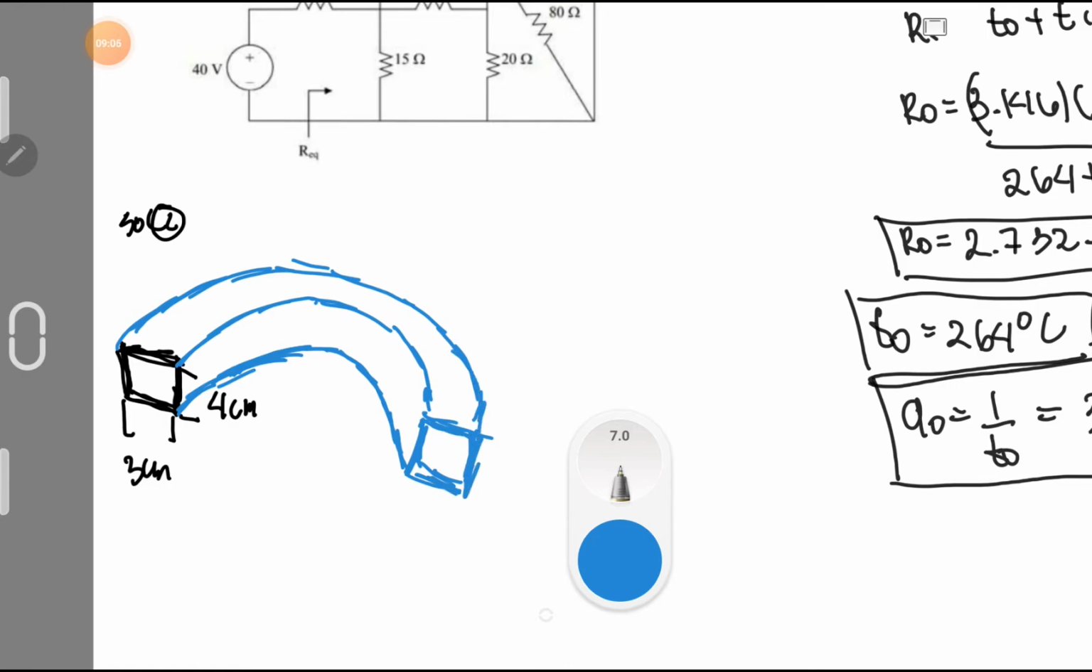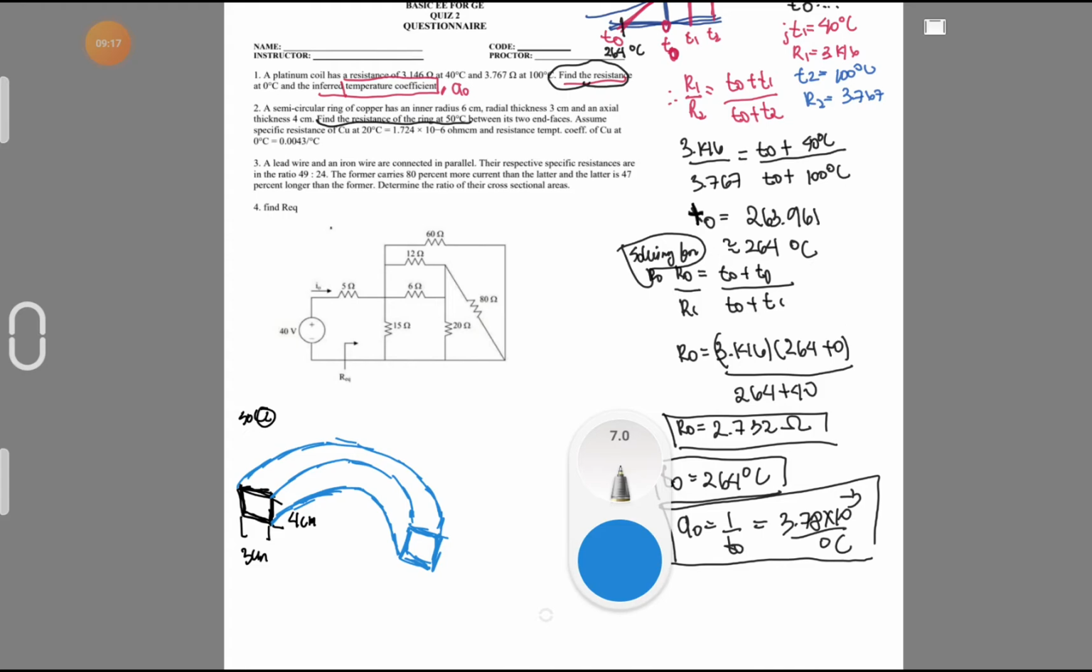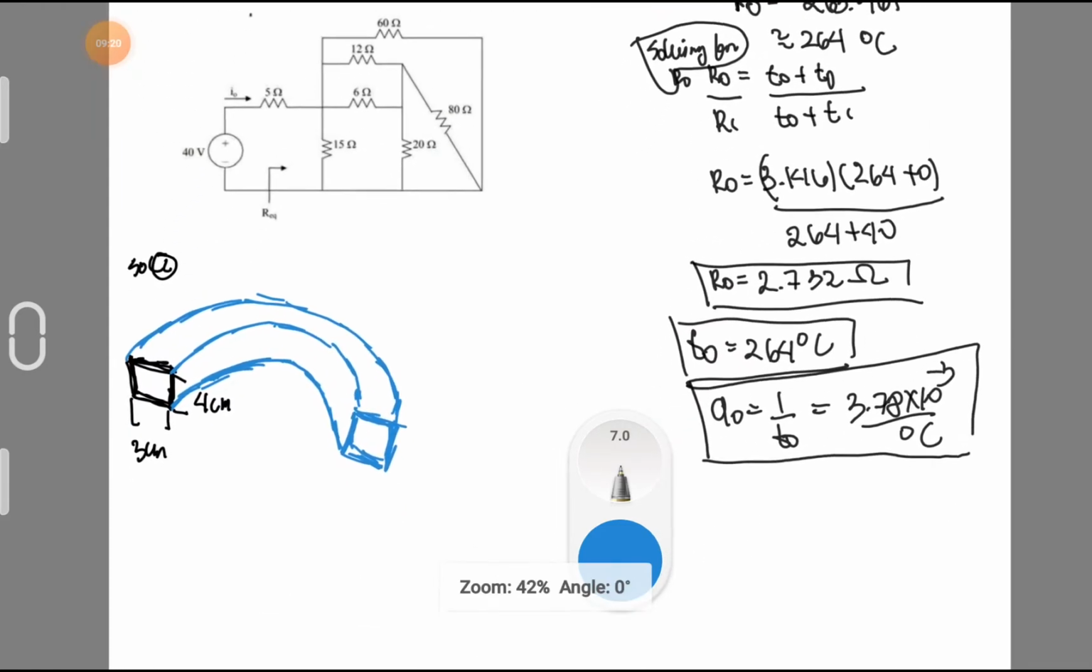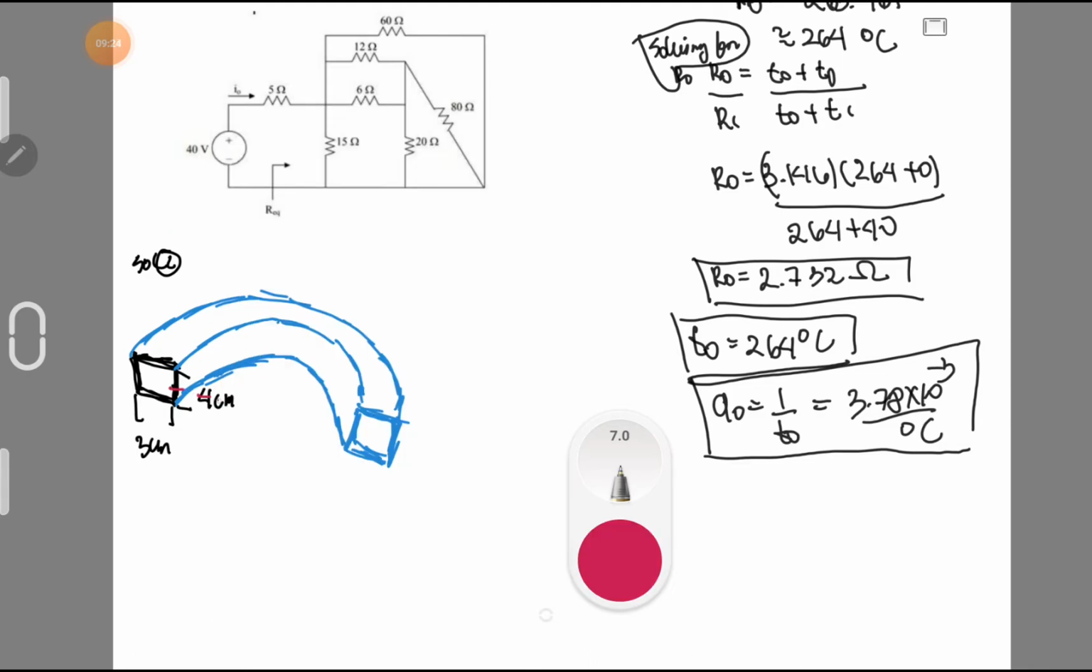Okay, so parang ganito siya. Sabihin na lang natin na semicircle to. Siyempre meron tayong, sabi niya, inner radius equal to 6 cm. So ito yung inner radius natin, from here to this thickness. So thickness ito, which is equal to 6 cm.